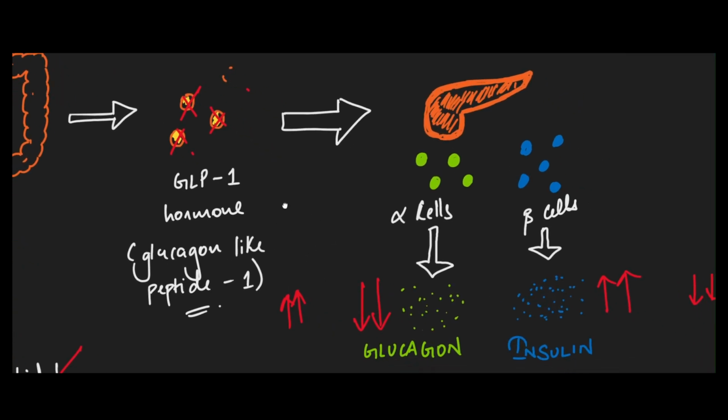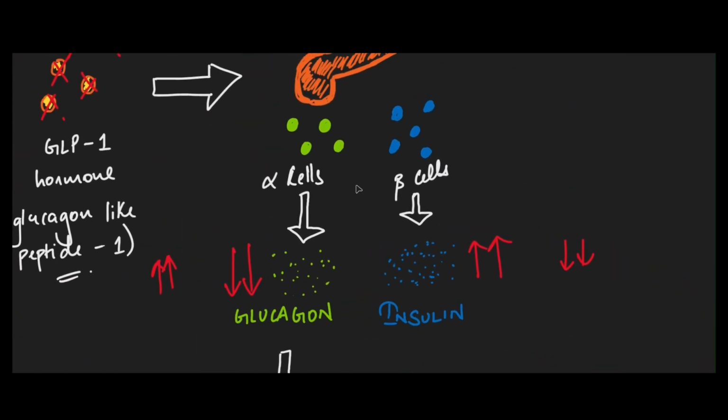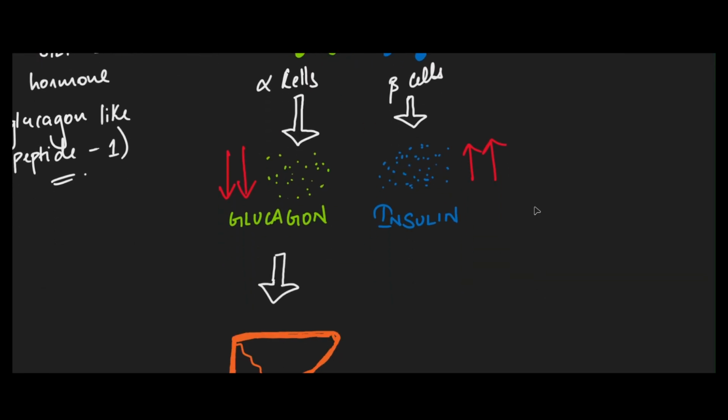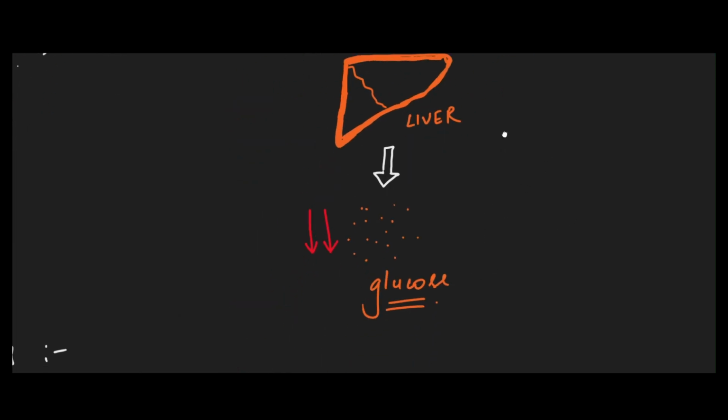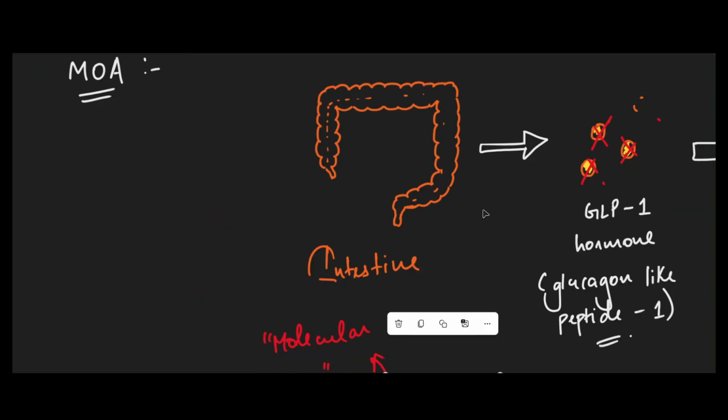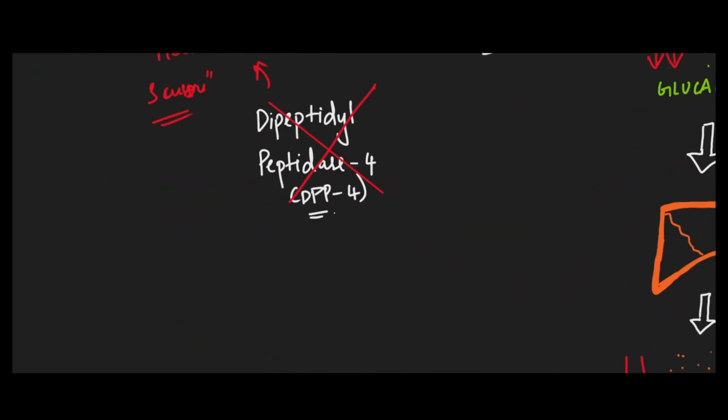Now, like I said before, when GLP-1 is activated, GLP-1 goes to the pancreas and it decreases the glucagon secretion as well as it increases the insulin secretion. So what happens when insulin is increased and glucagon is decreased? It leads to a decreased or a stable blood sugar level, or it decreases the blood sugar level if it was increased before. So this is how the drug sitagliptin acts.